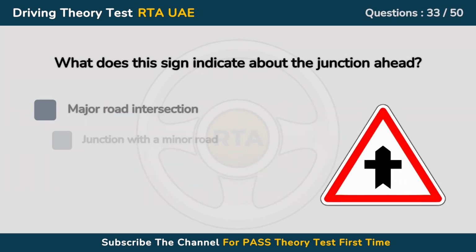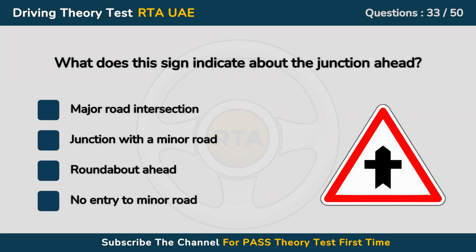Question 33. What does this sign indicate about the junction ahead? A. Major road intersection. B. Junction with a minor road. C. Roundabout ahead. D. No entry to minor road.